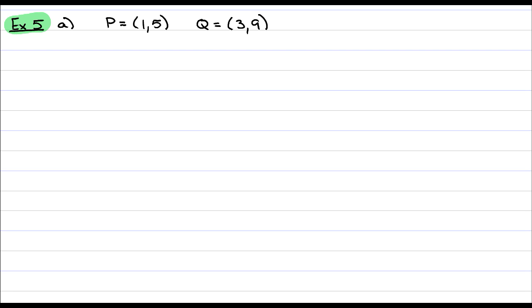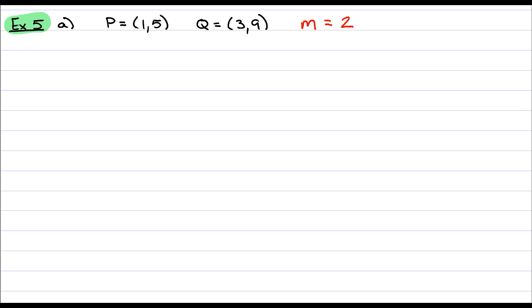Okay, so the first step would be to find the slope of that line. And we've actually already done this back in example 2. So if you've forgotten how to do that, you can go back to example 2, part A, and refer to that. And you'll see that the slope for this line we found was 2.